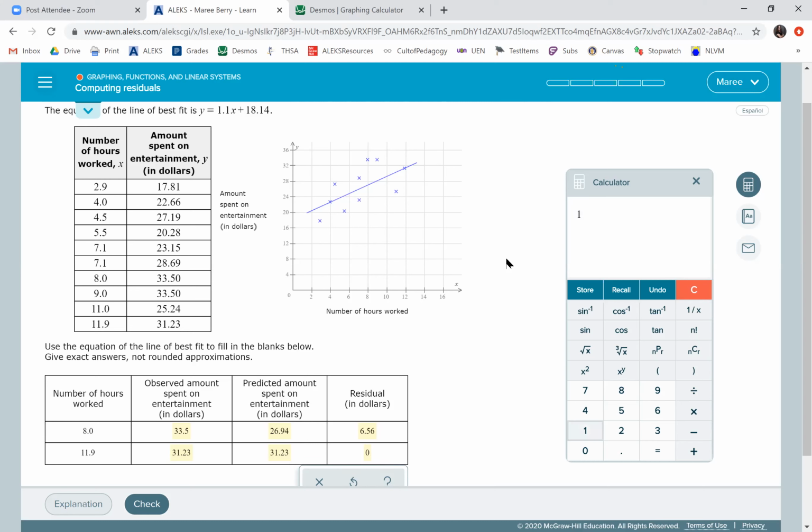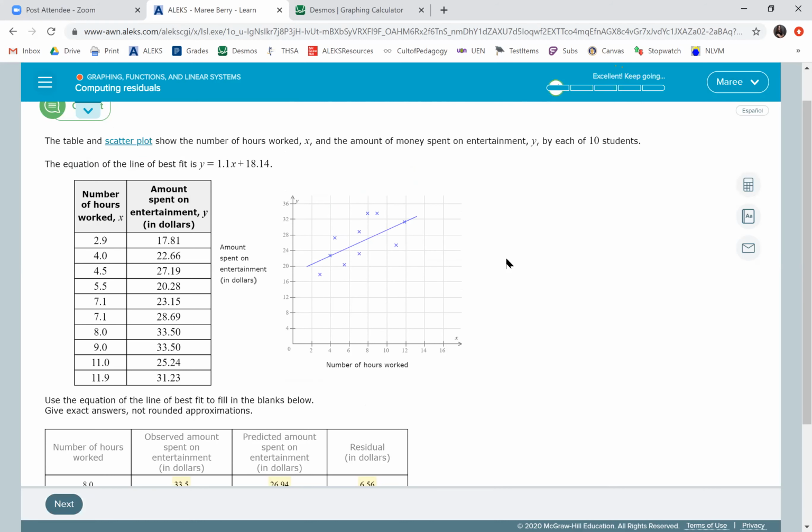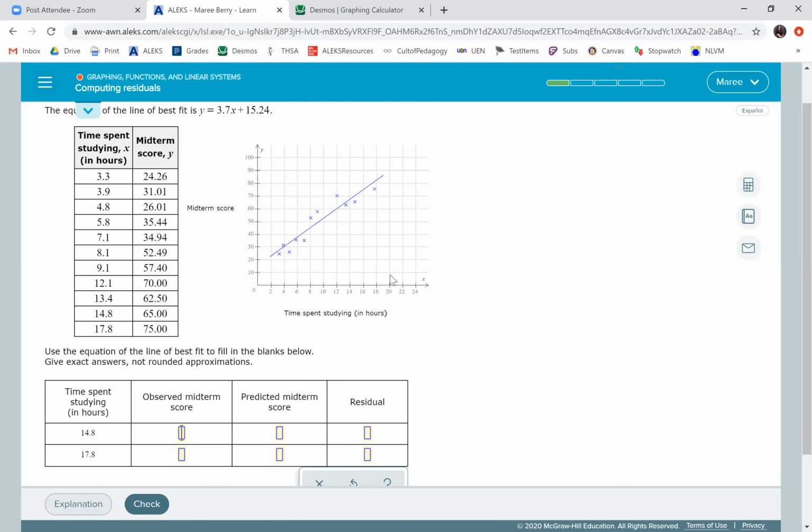So one more time, did I do that right? See how I check? I think this is a good habit to get in, especially if you feel like something didn't quite look right. Okay, I'm going to go ahead and check it, and we'll go to the next one. I think we'll just do 2 examples here.